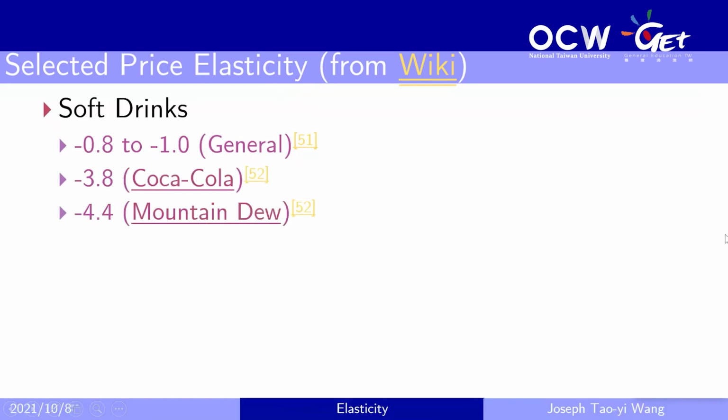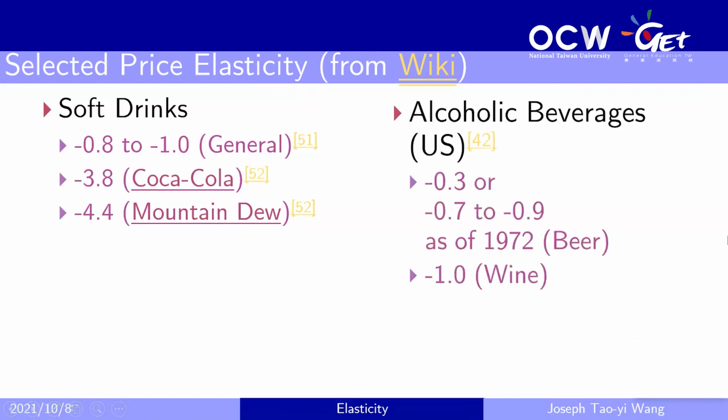But for Coke, 3.8. Mountain Dew, 4.4. That's the number you just saw. The key thing here is that if Coca-Cola is expensive, well, you can switch to other soft drinks. But if soft drinks as a whole are more expensive, it's hard to switch to something else. Alcoholic beverages. Beer, there are different numbers and measures. Wine is close to 1. Spirits, 1.5. So here you see that if the liquor is expensive, well, you can switch to something else. But beer is sort of close to soft drinks, right? So beer consumption is less sensitive to prices.